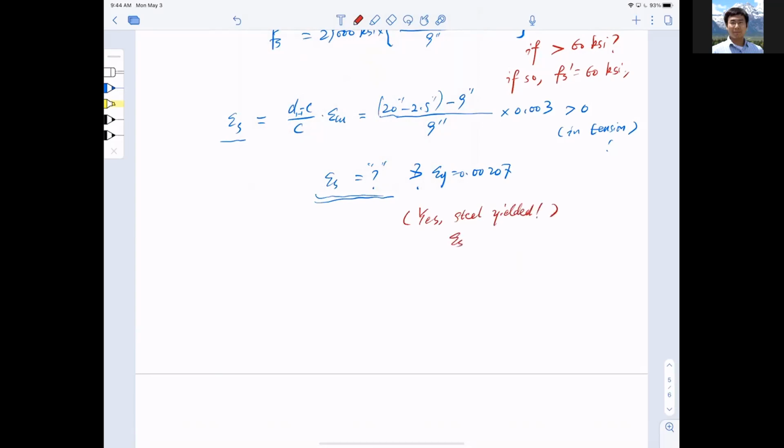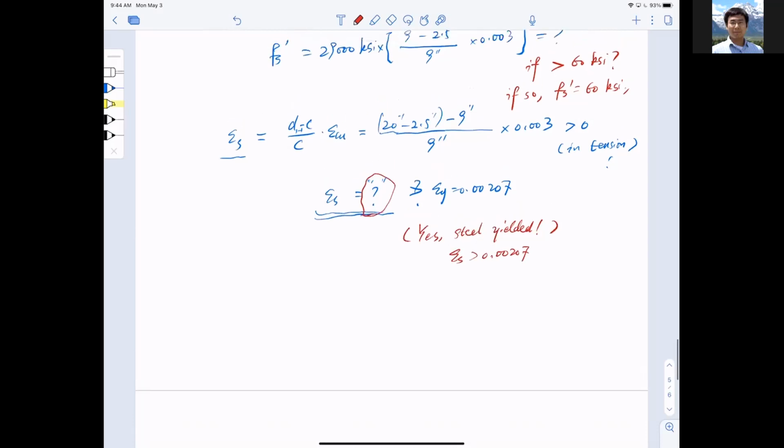Meaning epsilon s is indeed larger than 0.00207. But please calculate it out yourself. Find out if this is true. Okay, all right. So now take a look, right?